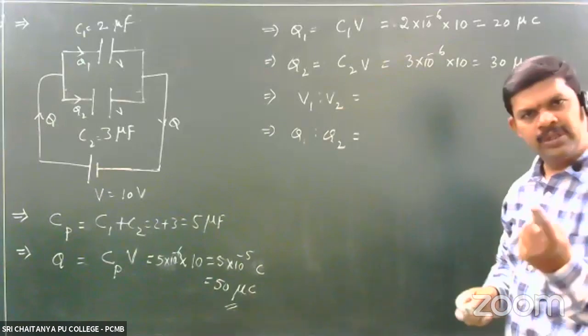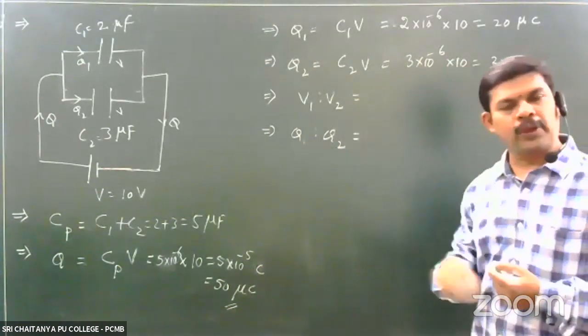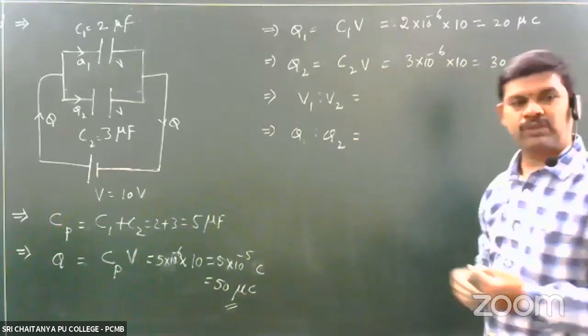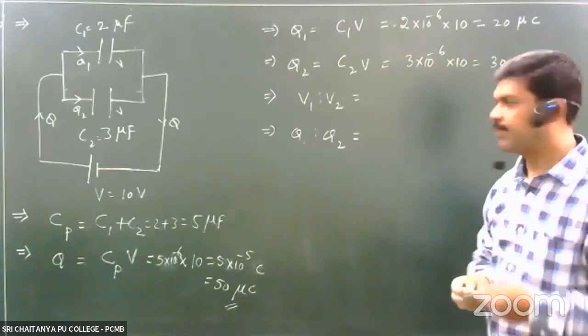Just now I told you. Check out, you get the same answer. Q1 is equal to total Q into C1 by C1 plus C2. You get the same 20 microcoulomb. You just check in that way also.